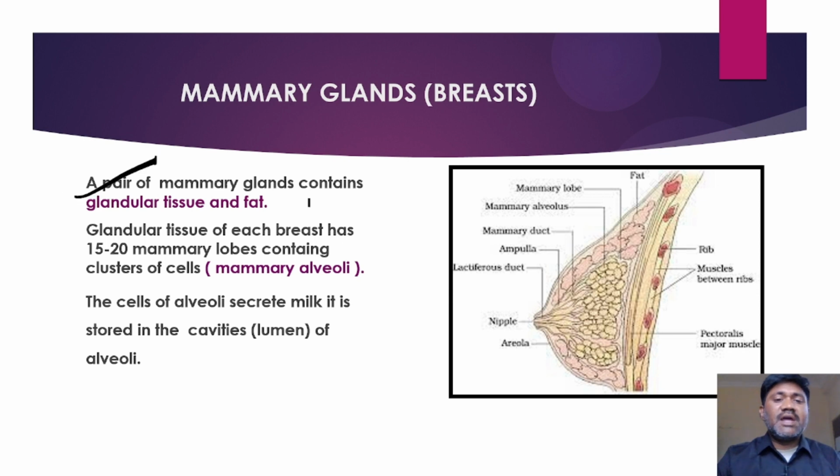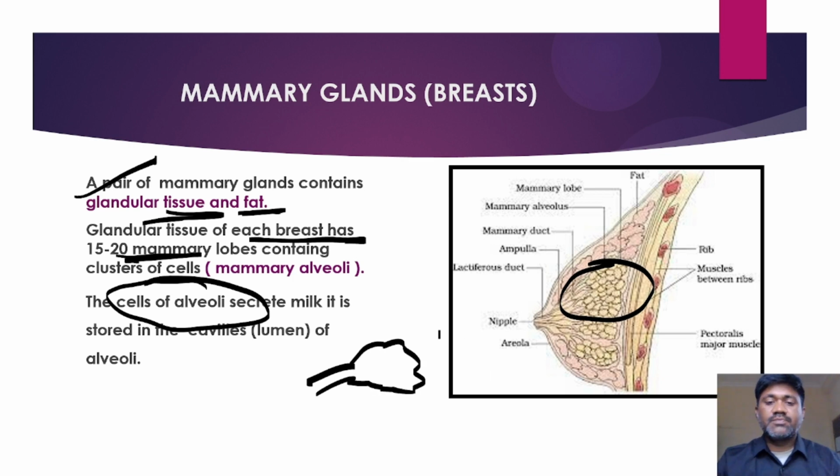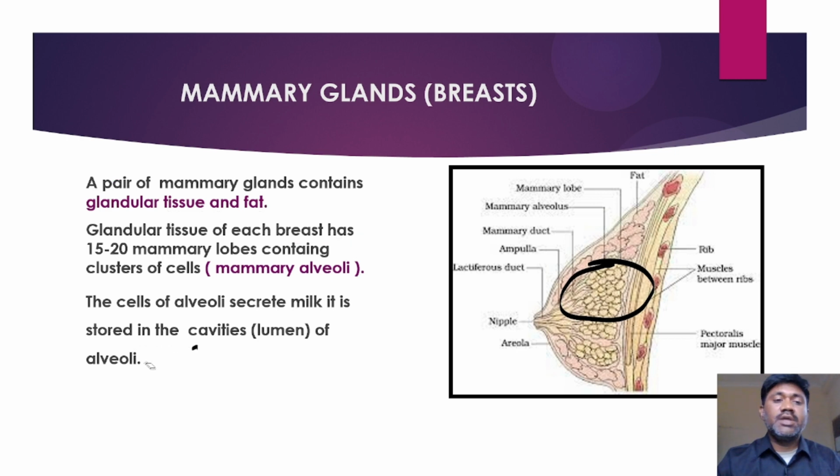A pair of mammary glands contains glandular tissue and fat. Glandular tissue of each breast has 15 to 20 mammary lobes. Here mammary lobes are there, and in the mammary lobes, mammary alveoli are there. Small sac-like structures you can observe. These are called alveoli. They secrete milk. Okay, and milk is also stored in their lumen. In the mammary alveoli lumen, milk is stored, and mammary alveoli cells can produce the milk, and the lumen can store the milk, right?